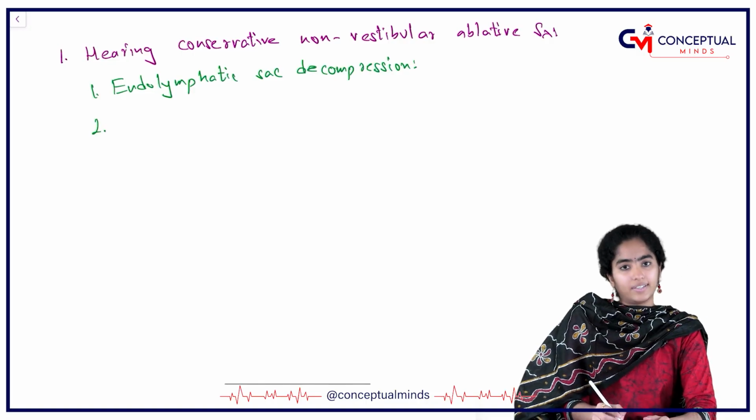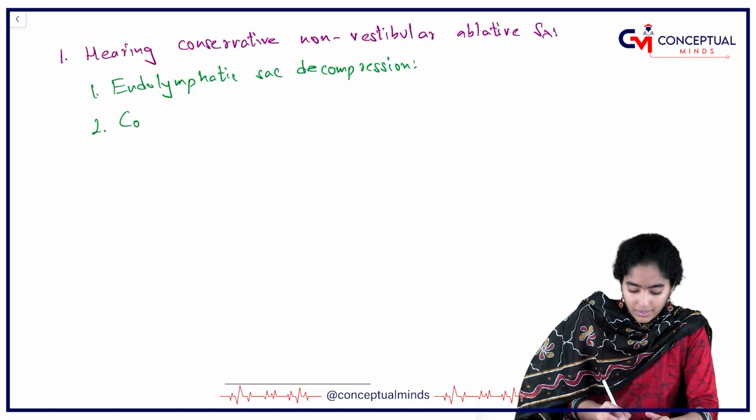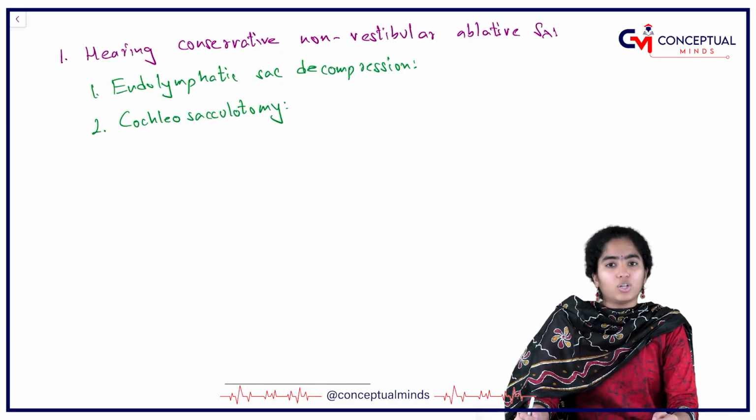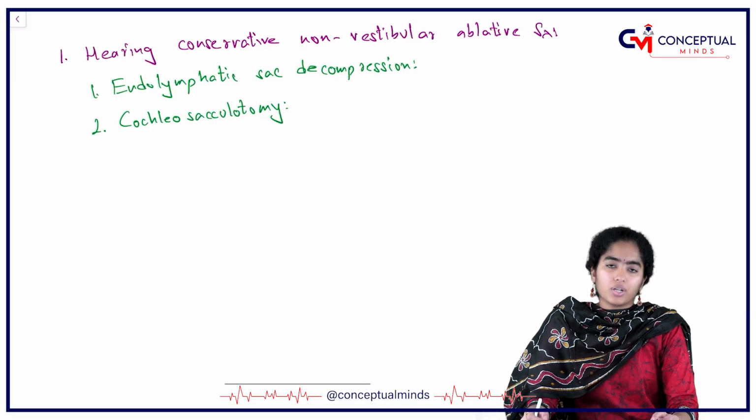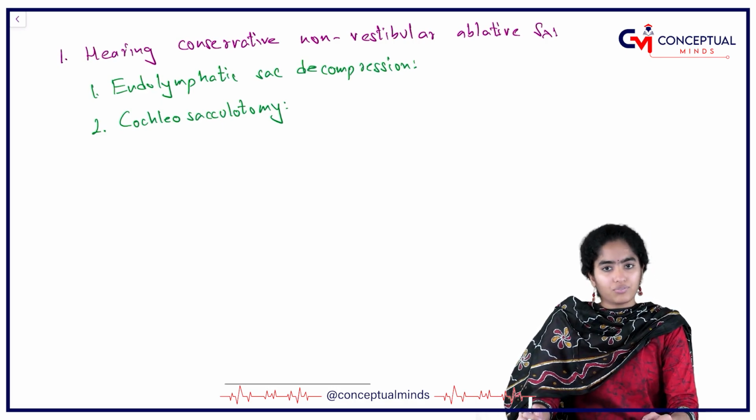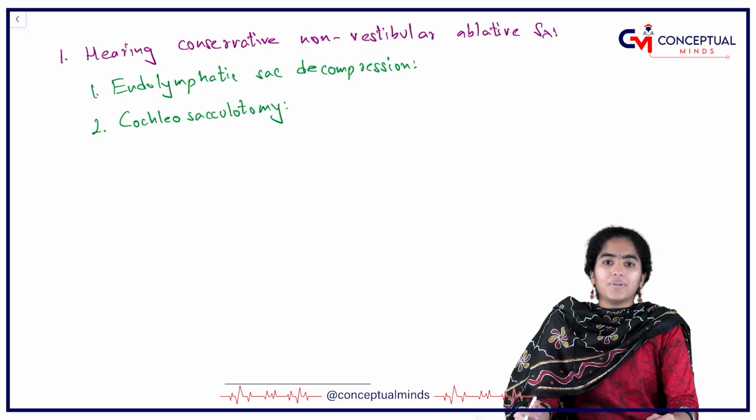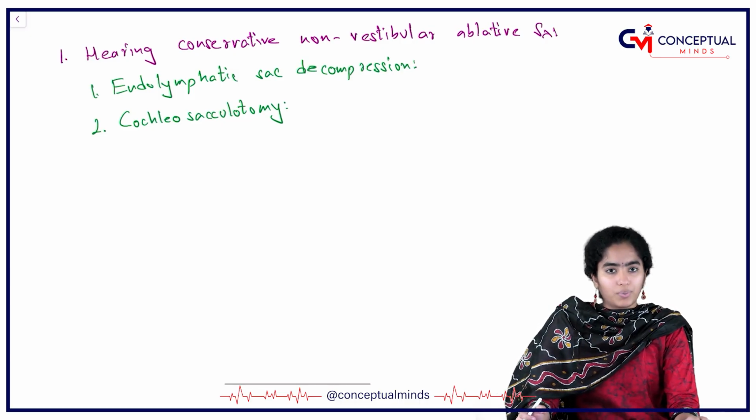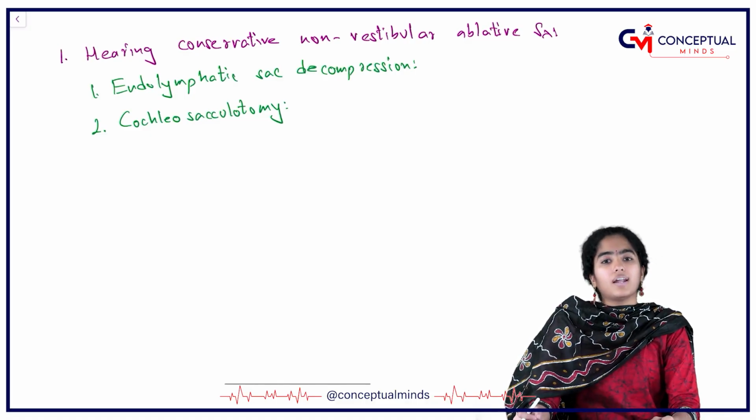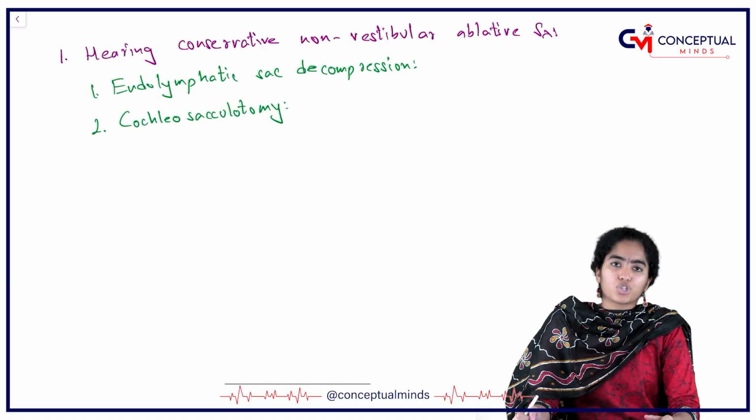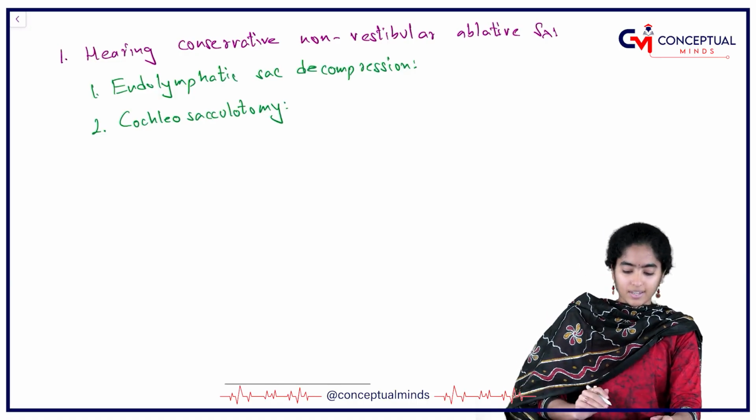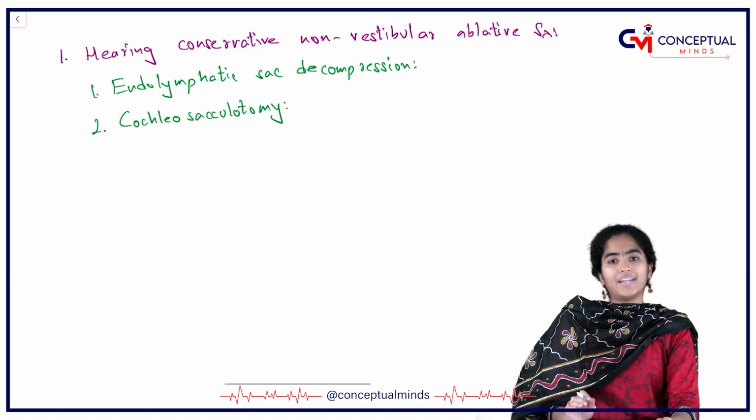Another thing under this category is cochleosacculotomy. Cochleosacculotomy is done when there is some mechanical blockage either in the utricular or saccular ducts, and this is not allowing the endolymph to reach the endolymphatic duct and sac. So then what we do is we perforate the saccule behind the oval window and remove all the fluid. That is cochleosacculotomy. And then even transtympanic corticosteroid infusion of the middle ear is also done. These are the hearing conservative non-ablative surgeries.